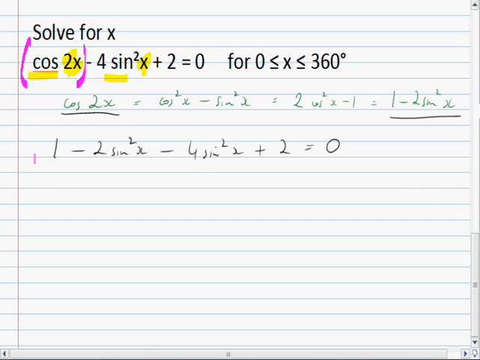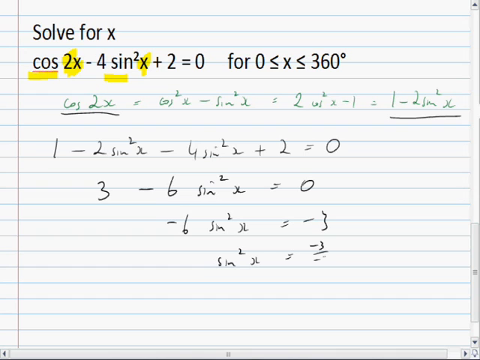Okay, so next step is collect our like terms here. 1 plus 2 is 3. That was the hard part. And then minus 2 minus 4 is minus 6 sine squared x equals 0. If we take 3 away from both sides, we get negative 6 sine squared x equals negative 3. So sine squared x equals negative 3 over negative 6, which is of course a half.